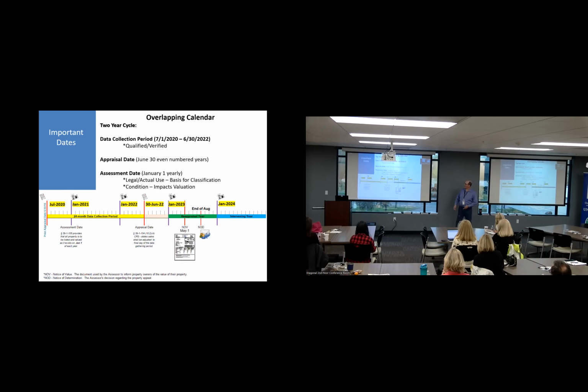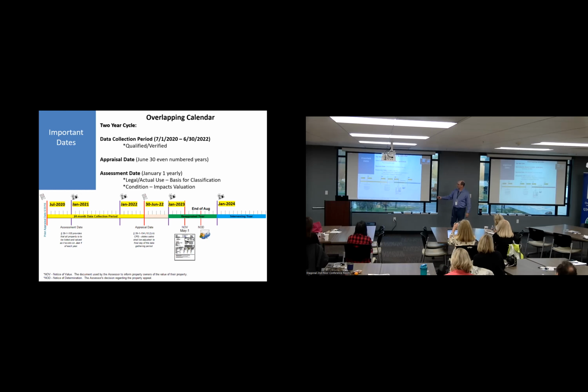This is the calendar I was talking about, the data collection period. For this last time around, it's July 1st, 2020 to June 30th, 2022. We can go as far back as 5 years, which is 60 months, but we capture a 2-year cycle, seasonality. Hopefully it overcomes the seasonality impact. You have to go at least 18 months back based on audit. So basic, just real quick, a 24-month data collection period.